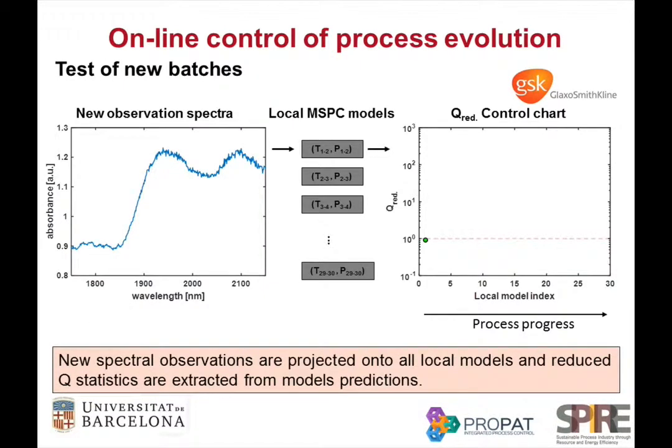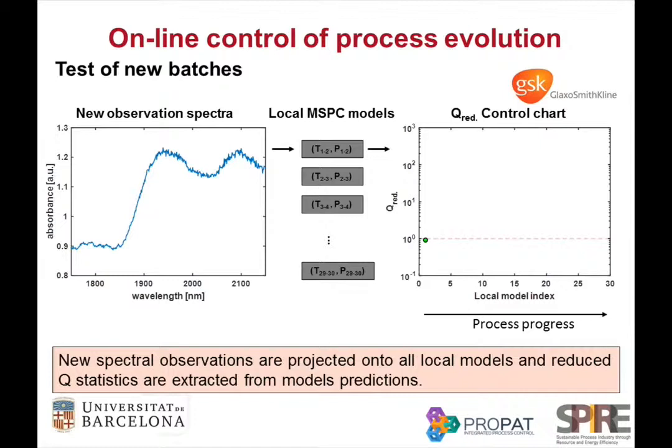And then when we have a new observation, what we will do is we will project this new observation in each one of these models. And we will display the result in this control chart. Here, I put a reduced Q value equal to 1 so that the visualization is easier because it's a common control limit for all the models. And if this is the first spectrum of a good batch, of course, when I project it into my first MSPC model at the beginning of the process, this is below the control limit.